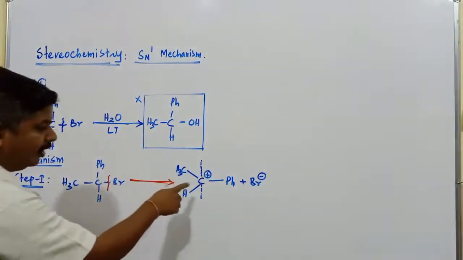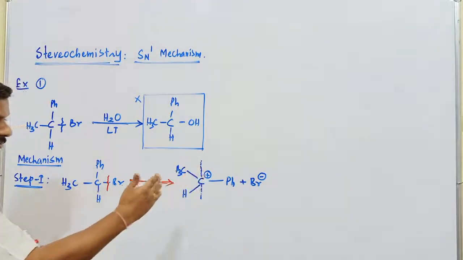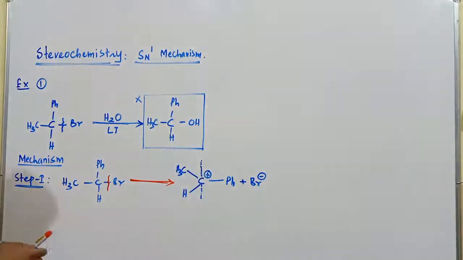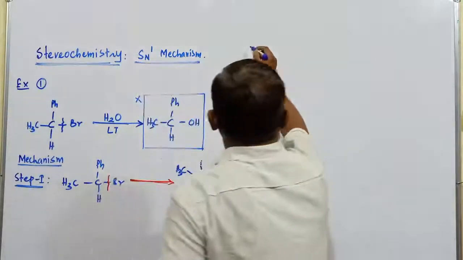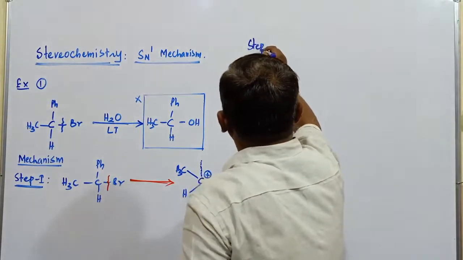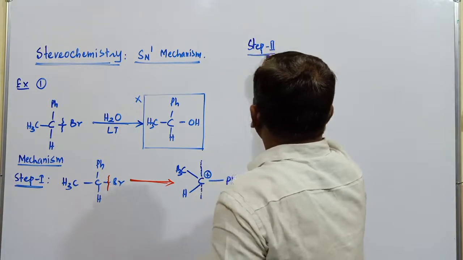Attack of the nucleophile takes place on this carbon atom from the front side as well as from the back side. When the nucleophilic attack takes place in the case of this molecule, what type of products are produced here? This is the second step we are going to be considering here.